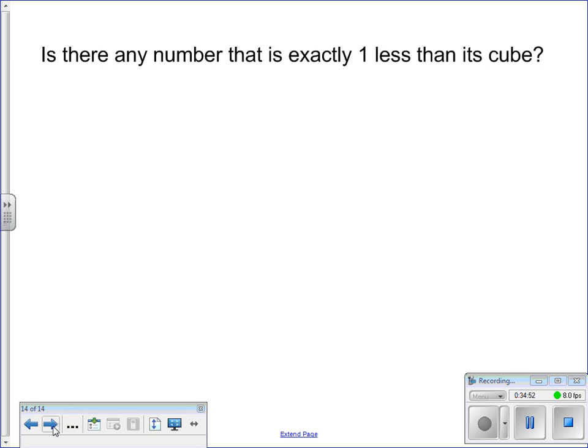Okay, is there a number that's exactly 1 less than its cube? Is there an x that is 1 less than its cube? Here's what you need to do. If I rearrange it, is there a solution to this problem? I can prove by the intermediate value theorem that yes, it's true.